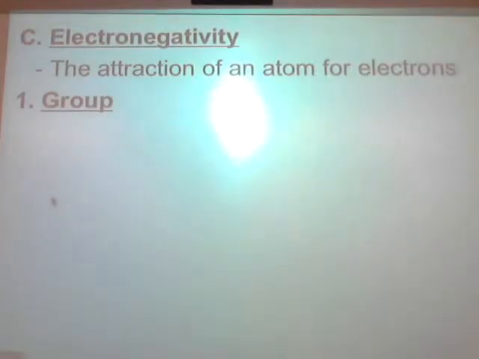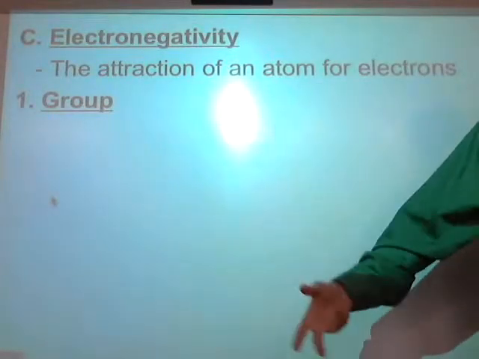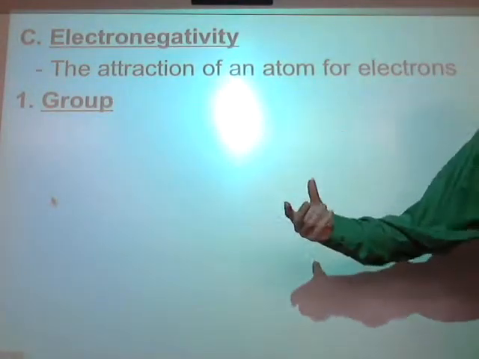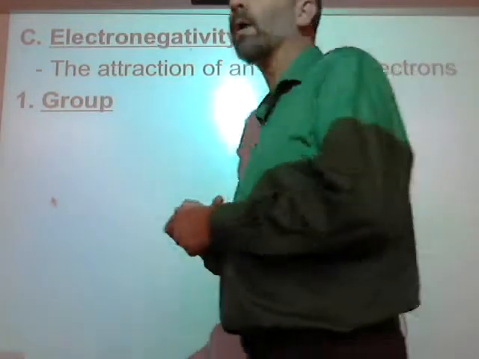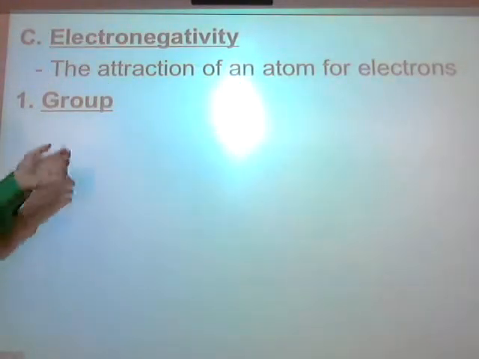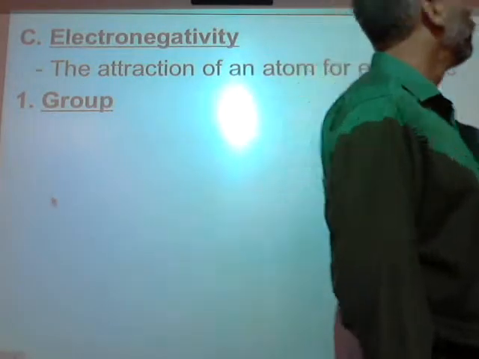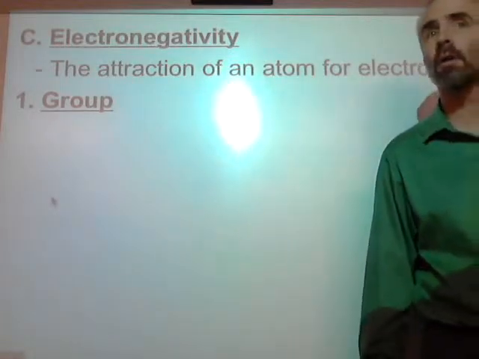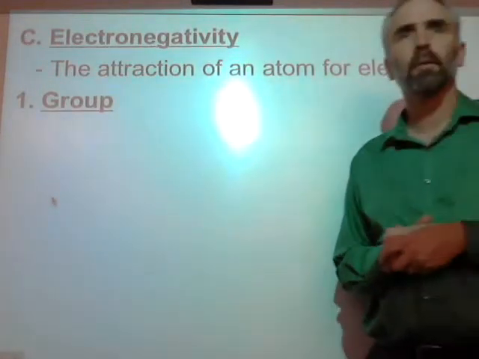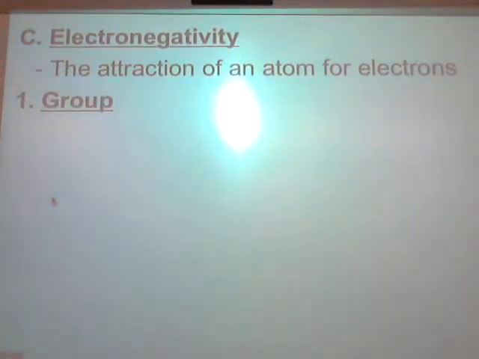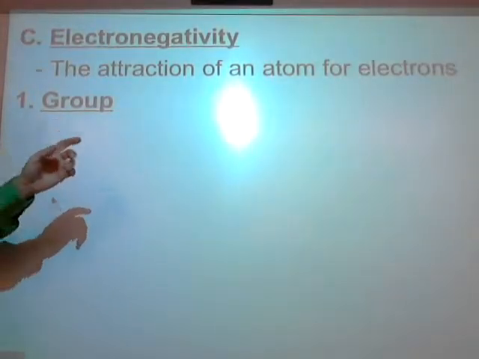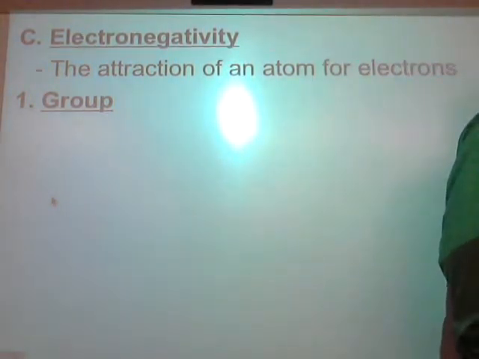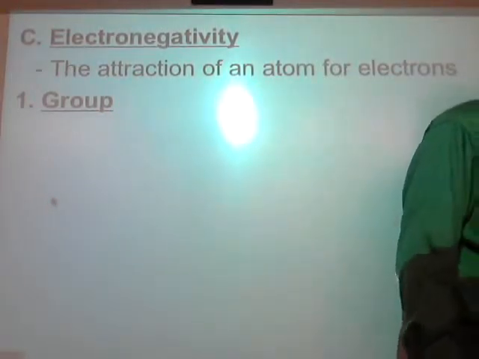Yeah, right. Go ahead. Start me off, Anthony. From top to bottom. From top to bottom within a group. Now, think. Based on that previous trend of size, what do you think is going to happen to the attraction for those outer shell electrons as you go down a group? Is it going to increase or decrease as I go down that group? Increase. At the bottom, there's going to be a stronger attraction for those electrons, or is it going to be stronger at the top? It's going to decrease, right?